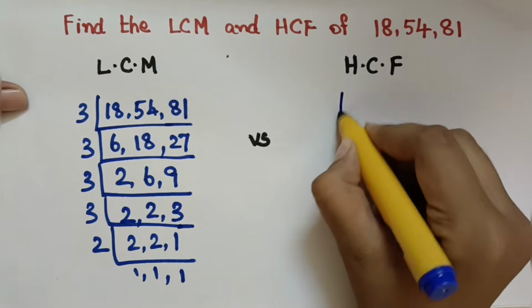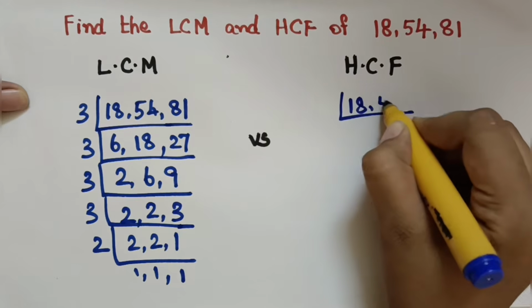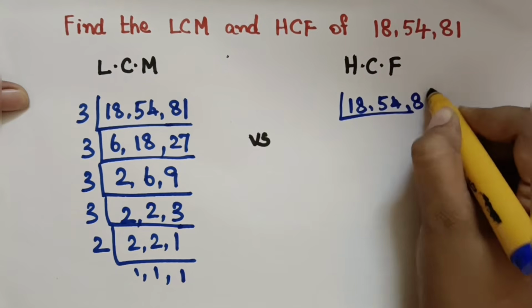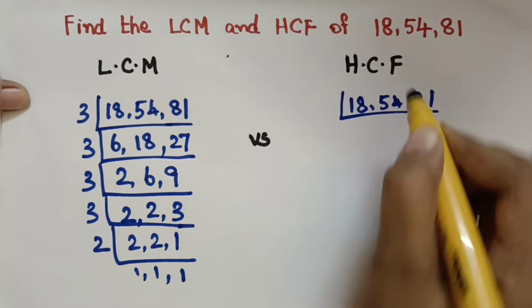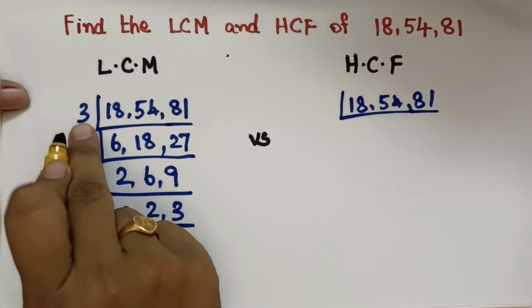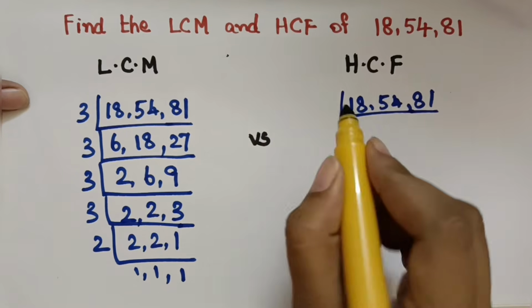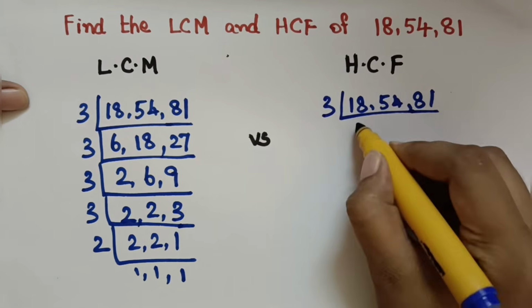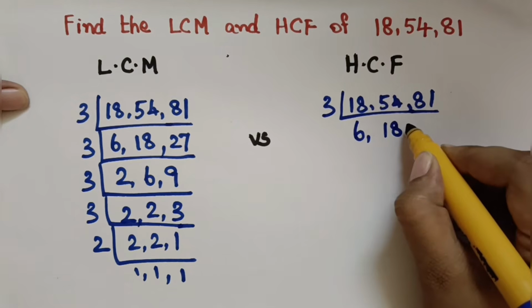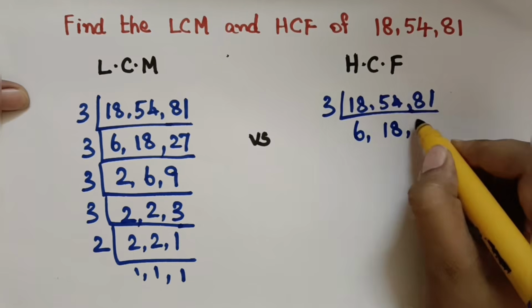HCF, the same method: 18, 54, 81. In HCF, the divisor must divide all the three numbers. So 18, 54 and 81 are divided by 3. So take 3 as the divisor. 6 3s are 18, 18 3s are 54, 81 divided by 3 is 27.